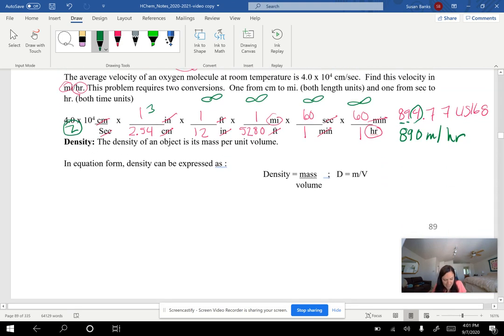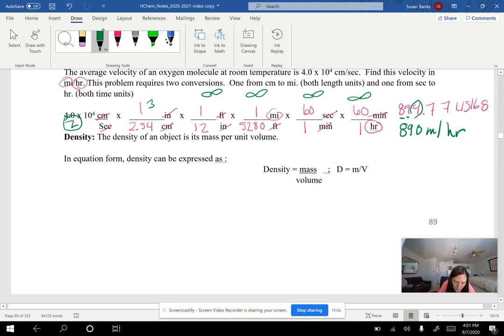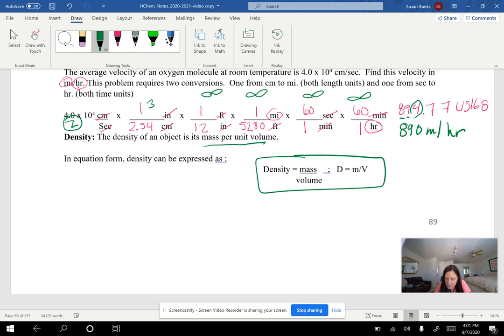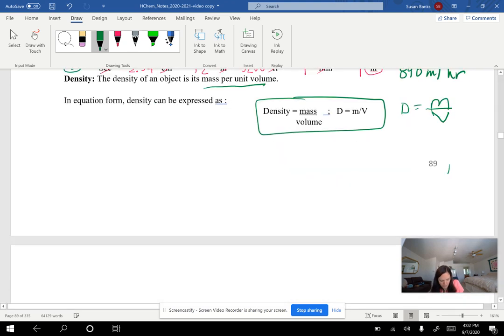Okay, density. The density of an object is mass per unit volume. So we can use this, mass per volume, or density equals mass over volume. A lot of my chemistry teachers will do it like this. They will write density is equal to mass, and they will do it like a heart. So you can remember that it's mass divided by volume, all kind of drawn like a heart. Okay? So here we go.